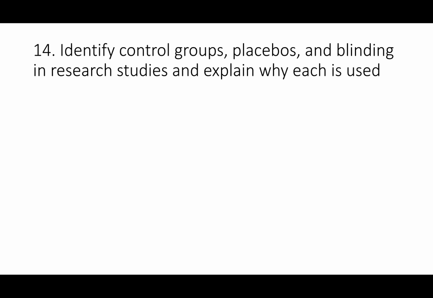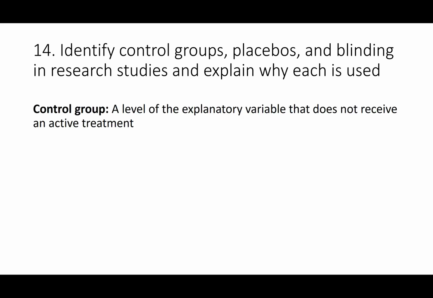Our last learning objective is to identify control groups, placebos, and blinding in research studies and explain why each is used. The first two terms go together. A control group is a level of the explanatory variable that does not receive an active treatment. They may receive no treatment, or they may receive a placebo. They're used as the baseline to compare other treatment groups to.